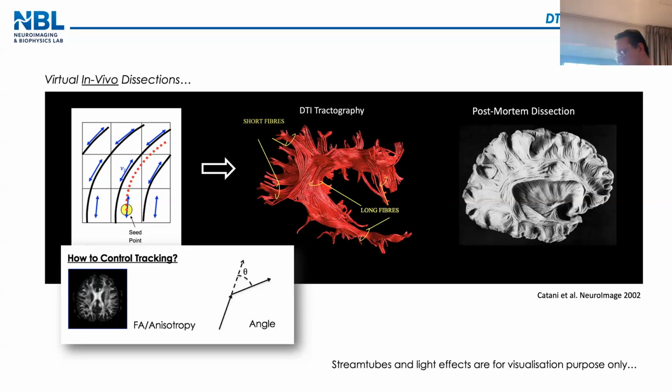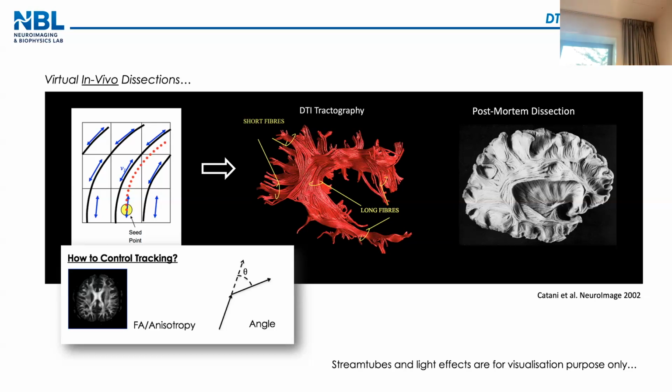With these rules, you can dissect a track like this one. This is the whole arcuate fasciculus system. You can go Broca, Wernicke, etc. And it matches quite nicely with the Klingler dissection. But with Klingler here, you can see that they are kind of amplified with the scalpel.